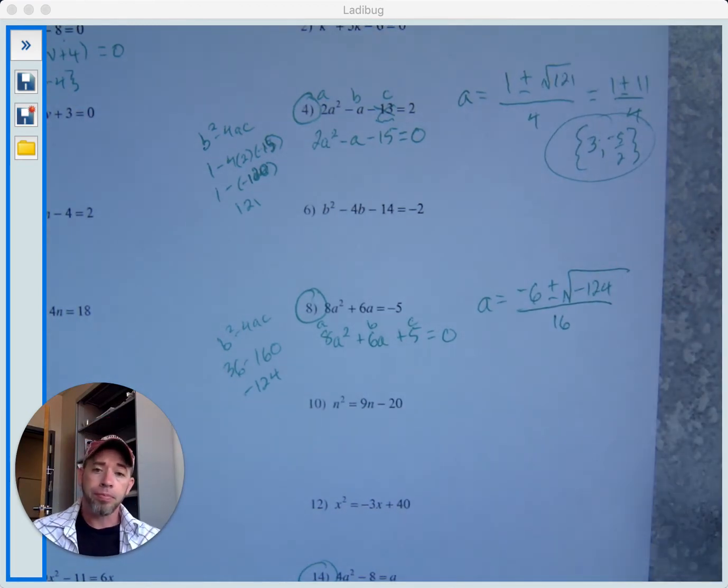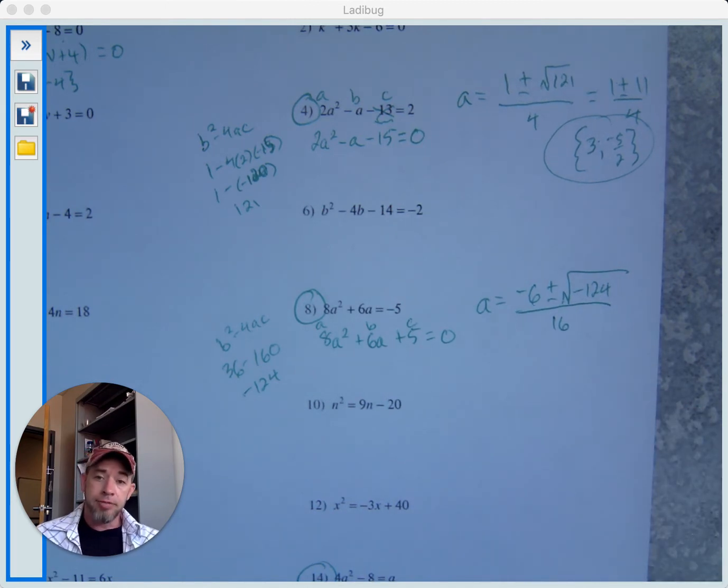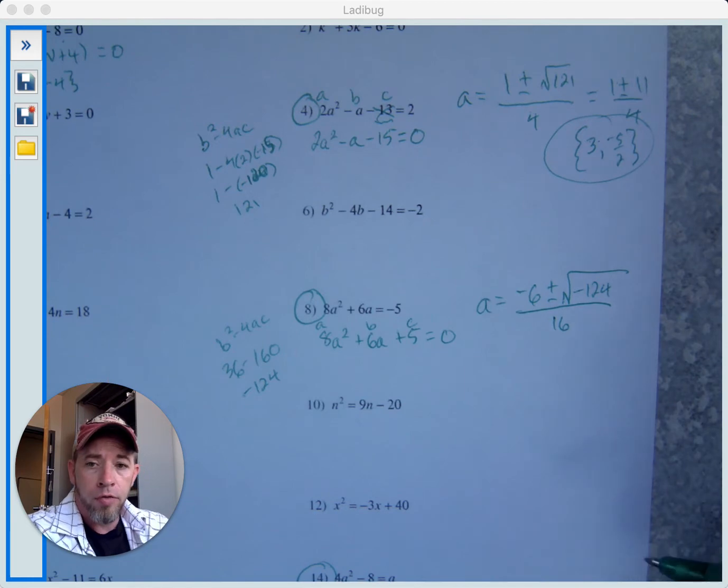Alright, so what can we do now? Can we simplify it? Well, we need to see if 124 has any perfect square factors, right? So let's try to find some perfect square factors that go into 124. It's even, so it's probably maybe an even perfect square, maybe not. Let's try 4. 124 divided by 4 goes in 31 times, and 31 is a prime number, I think, so we can't do anything else with it. So let's take out a perfect square factor of 4.